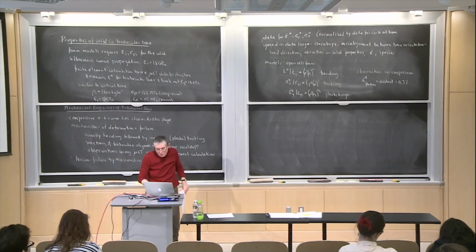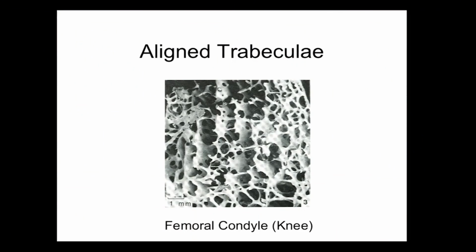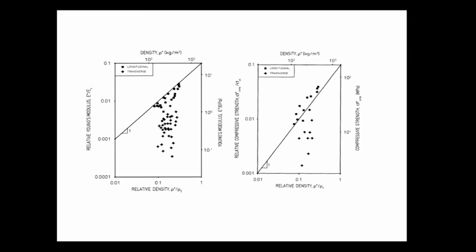And we said sometimes the bone was relatively aligned. So here's that picture of the femoral condyle again in the knee, and you can see the bones lined up. If you have bone that's lined up like that and you load it along the direction of alignment, then you can get axial deformation in the trabeculae, and then you would expect the moduli would go linearly with the density. And here's some data for the Young's modulus and the compressive strength of bone that was fairly aligned. So this was selected to be aligned.